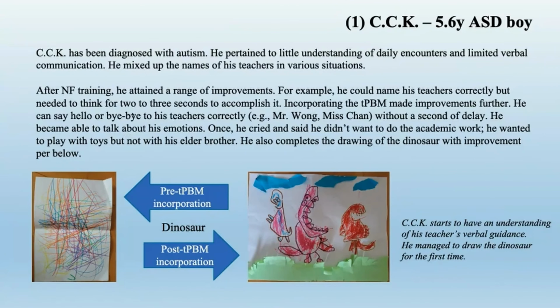After the neurofeedback and training, he attained a range of improvement. For example, he could name his teacher correctly, but sometimes he needed a few seconds to say it out correctly. After incorporating the helmet, we made the improvement further, and he can easily say his teacher's name correctly without any delay. For example, Mr. Wong, Ms. Chan, and he became able to talk about his emotion.